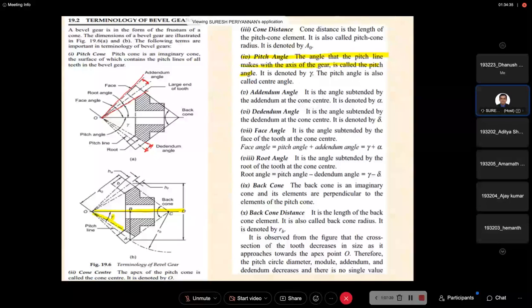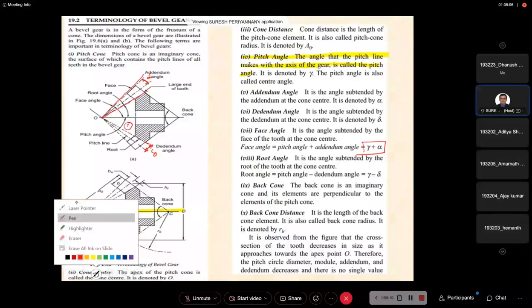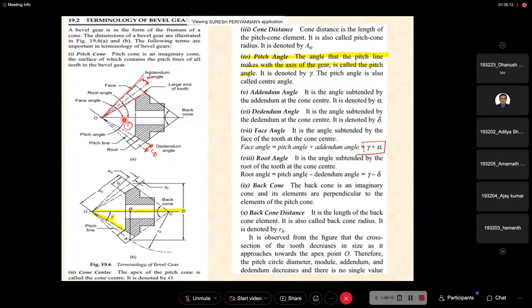What is the face angle? Face angle is nothing but the pitch angle plus our addendum angle. Addendum angle is alpha here, and we are considering the pitch angle as delta here. So face angle is delta plus alpha. This is the total angle. Total angle: delta plus alpha.